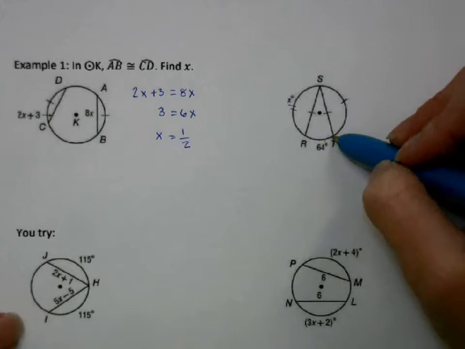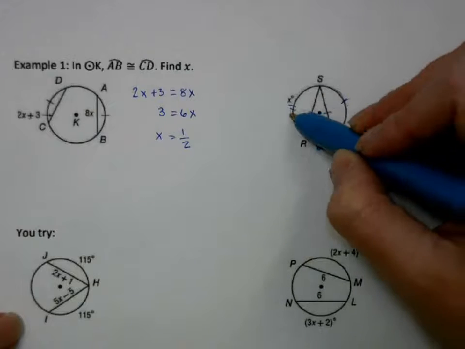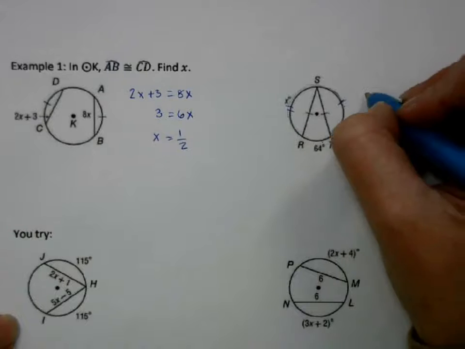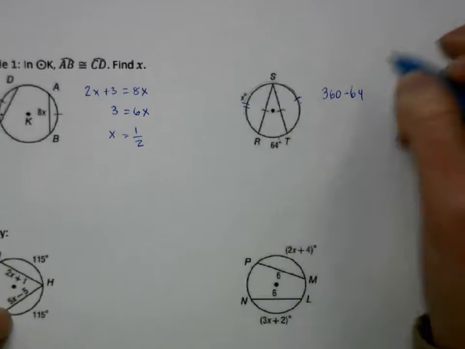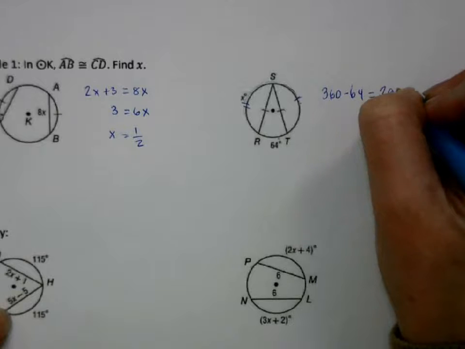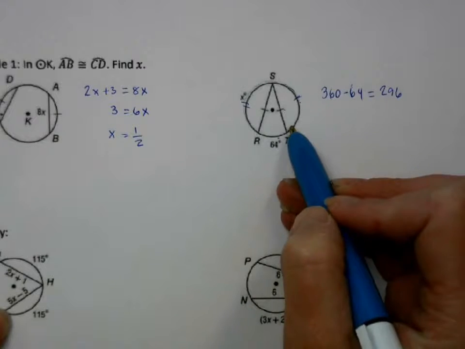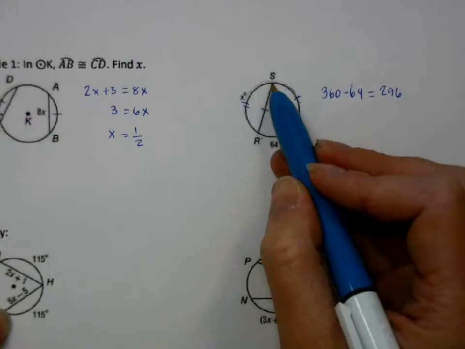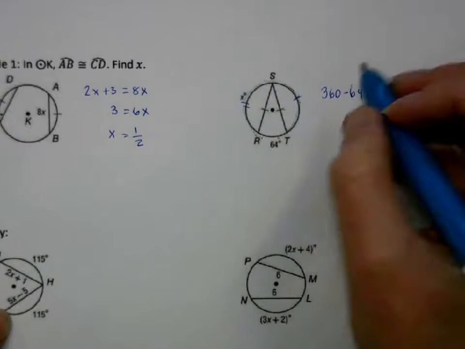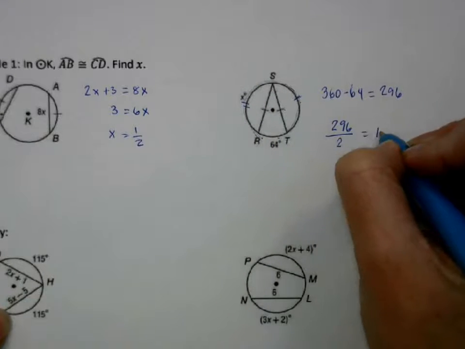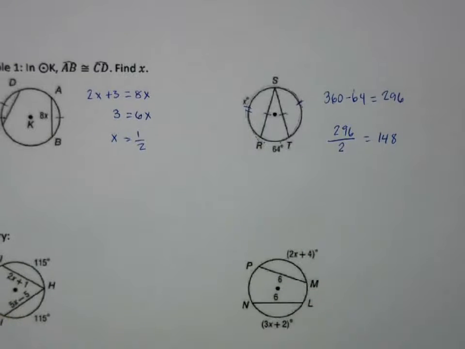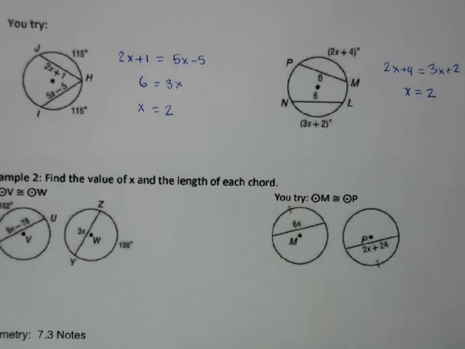So here, I need to figure out what this distance is. So I'm going to take 360 and subtract 64. That gets me 296. So this is 64. Everything else is 296, which means the arc will be half of that, which is 148. Okay, so you should try the next two.